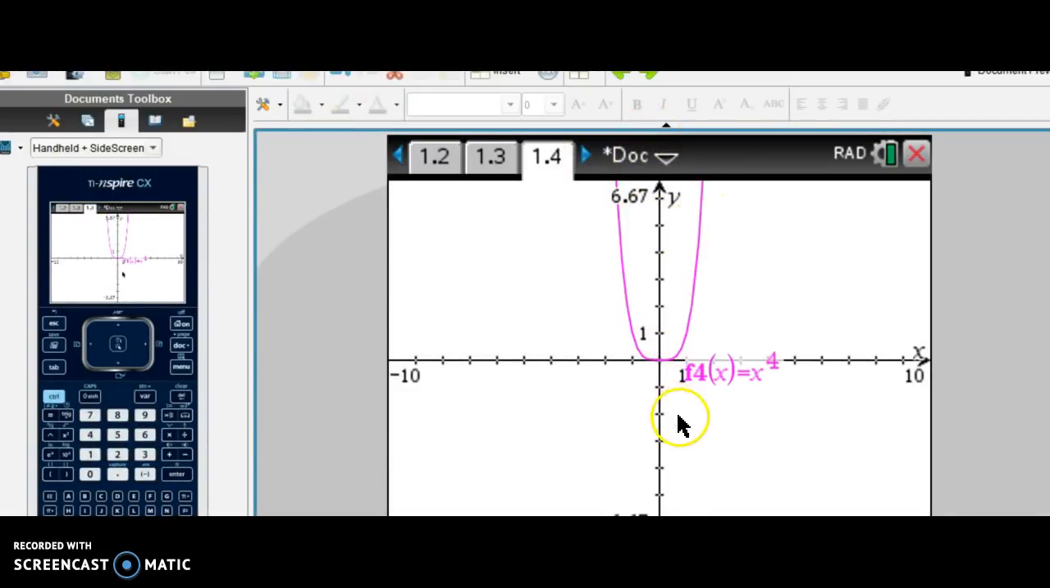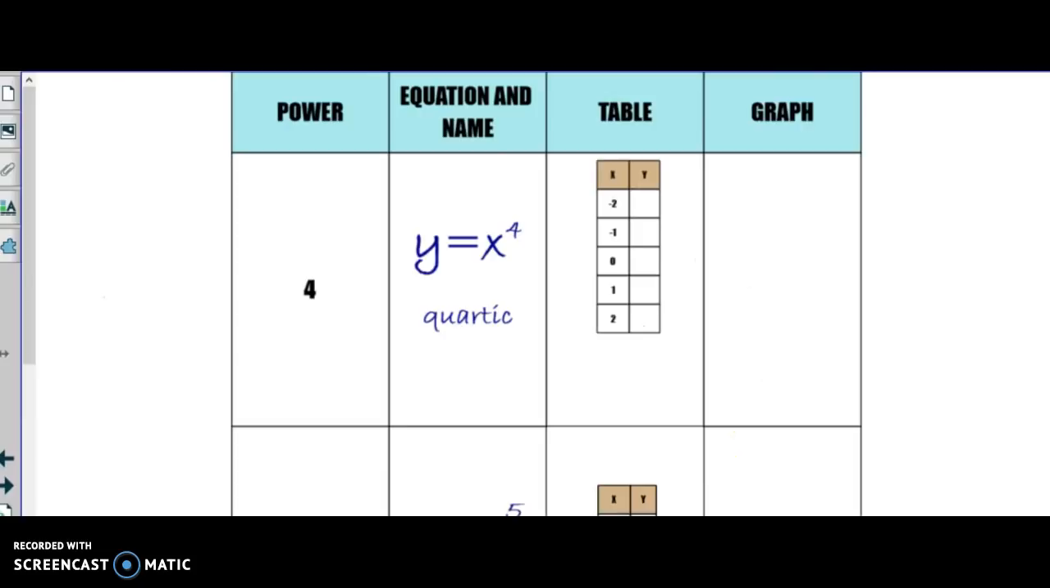This graph would just be steeper, but it would still go through 0, 0, and 1, 1. So it would have the same ordered pairs in common with x squared, but as you go further, it would be a little bit steeper.